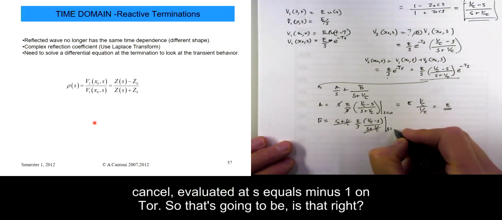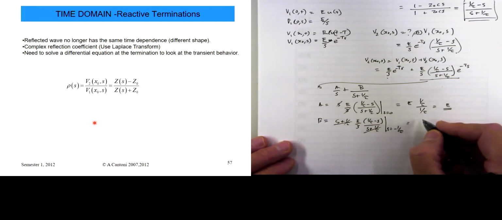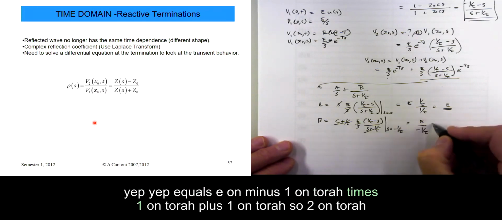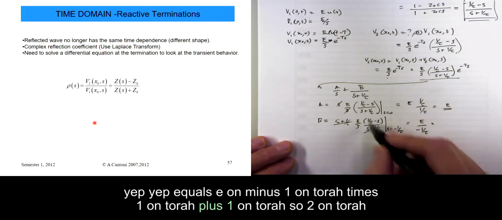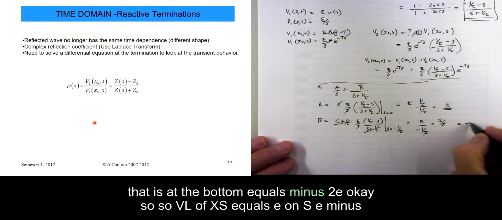The value added at S equals minus 1 on tau. So that's going to be, is that right? Yep. Equals E on minus 1 on tau times 1 on tau plus 1 on tau, so 2 on tau. Okay, and the taus will cancel off, will they? Yep, they will. This one will go up to the top, that is at the bottom, equals minus 2E.